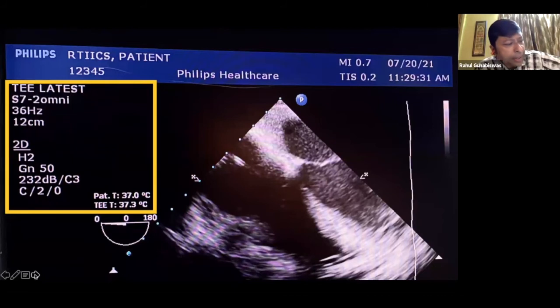So this is an example. Here in the mid-esophageal four-chamber view, the measurements using all the buttons whose functions we just described are displayed on the left-hand side of the screen in the yellow box. Namely, what kind of probe is being used, a frame rate of 36 Hz, a depth of interest at 12 centimeters, and a 2D overall gain at 50.